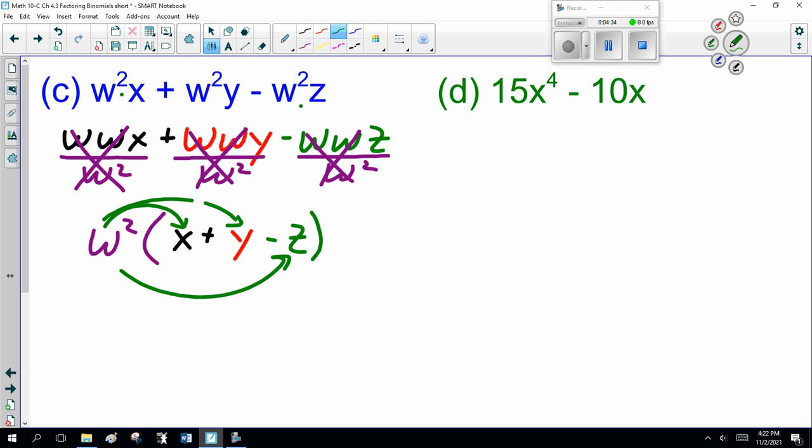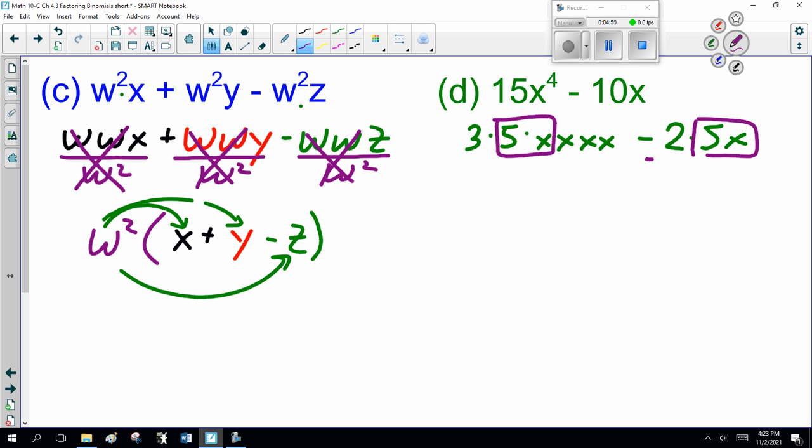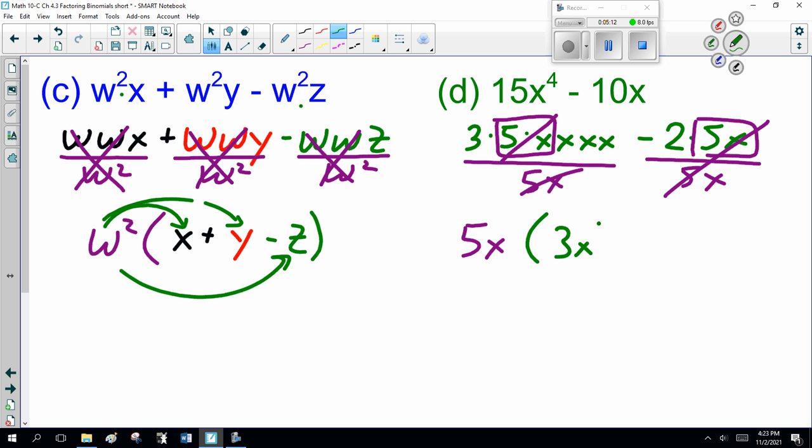Now the next one, we're getting a little bit sneaky. 15 and 10 are not prime. So 15 is 3 times 5. Now, I refuse to do a factor tree for small numbers like this. You guys have shown me you're intelligent. Think, try. 3 times 5 times x cubed is minus. Now 10 is 2 times 5 times x. So what's common to both? 5x. So divide both sides by 5x. So that cancels out. So it's 5x. Now, what's left over? 3x squared minus 2. That's factoring binomials.